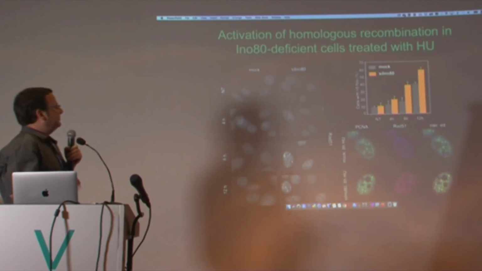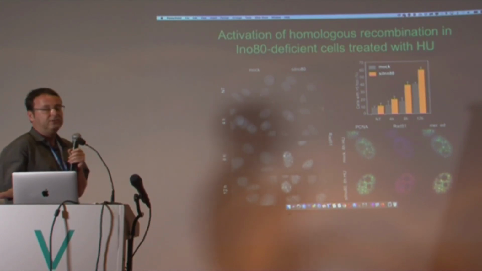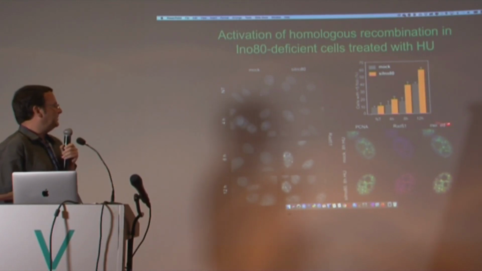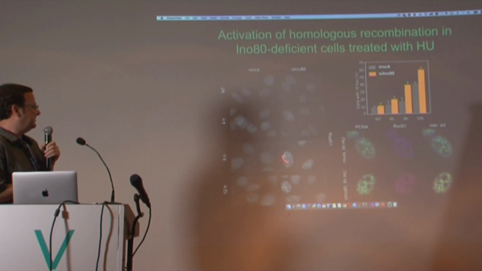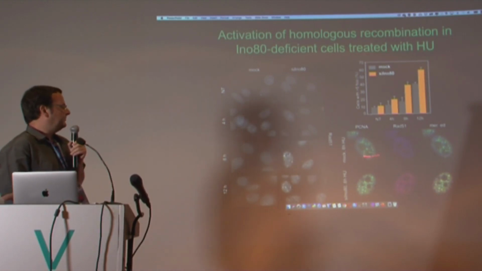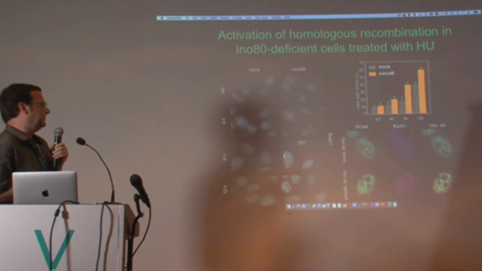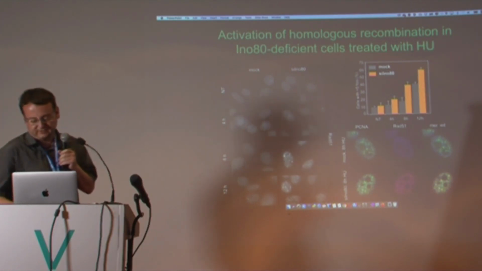So the accumulation of dysfunctional forks suggests that these forks need to be repaired by homologous recombination processes. To follow this, we did immunofluorescence with RAD51, and we saw an increase of RAD51 foci in cells silenced for INO80. And these foci are co-localized with PCNA foci, indicating that the repair process occurs at the sites of collapsed forks.